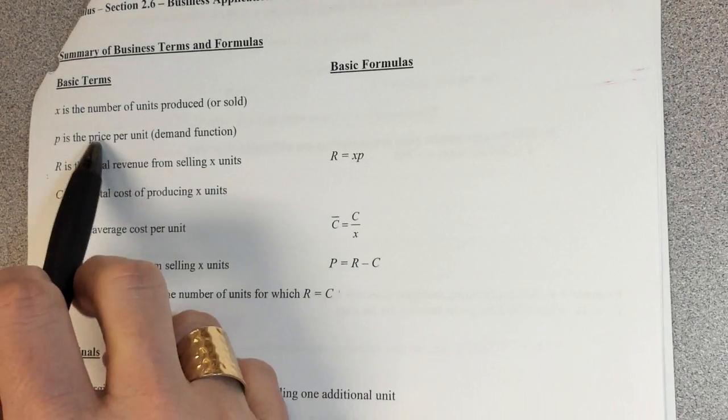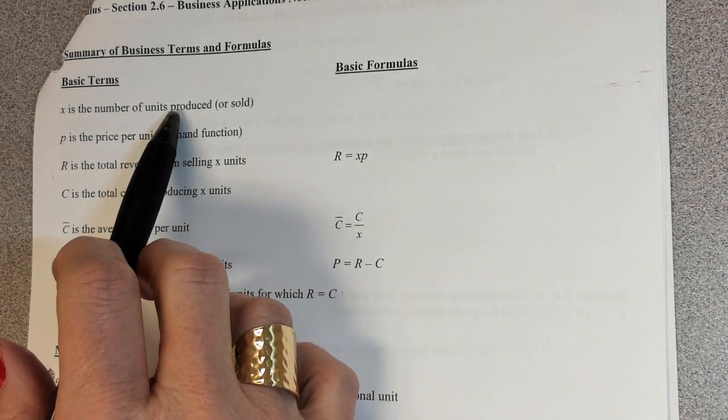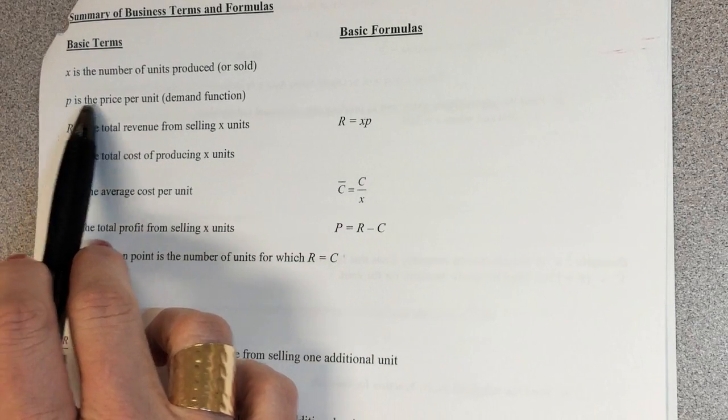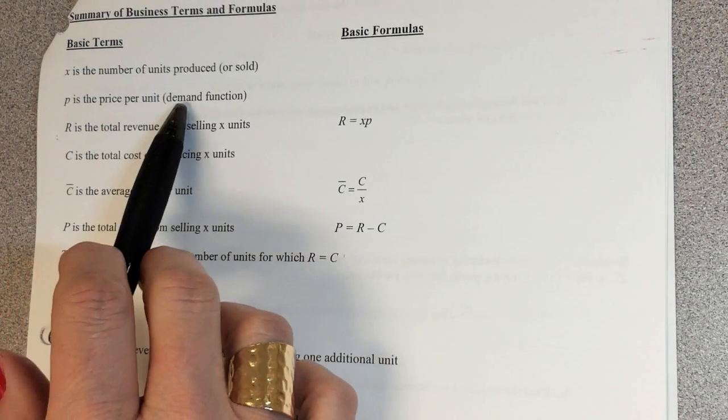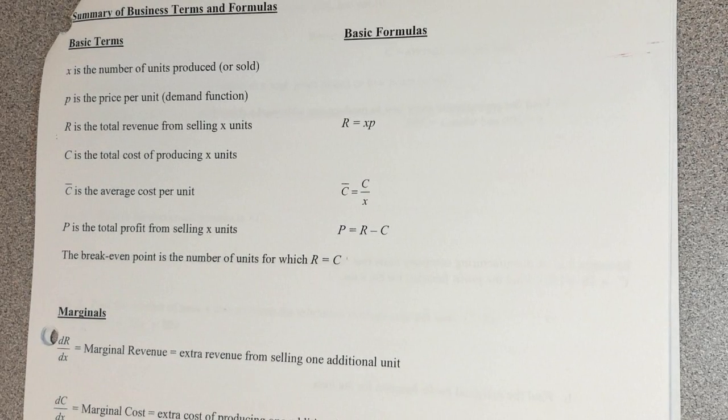Whenever we're talking about the business applications, X is always going to represent the number of units that we produce or sell. P, lowercase p, is going to be the price per unit. The price has to be based on the demand. Like, we can't go out and try to sell graphing calculators for $5,000. It's not going to work. People aren't going to be willing to pay that much money for them. So the price has to be set so that you can still make a profit. A lot of times in these business applications, we're trying to find out what the price should be in order to maximize that profit.